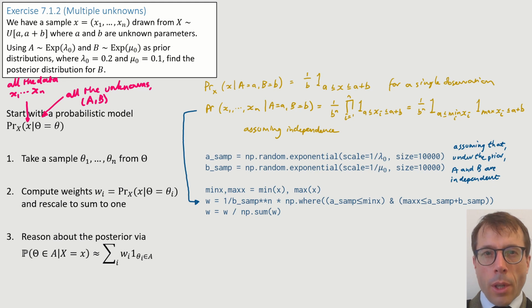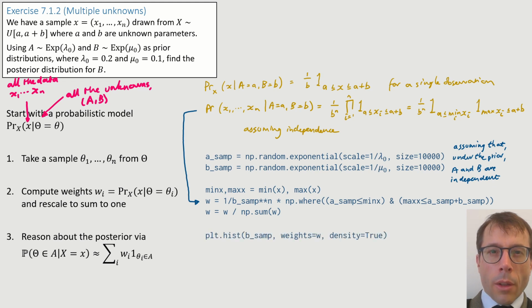The final step is to draw whatever conclusions we want using our weighted samples. This is where the subtlety about multiple unknowns comes in. The question asked us, find the posterior distribution of B, but what we've actually computed with our weights is the posterior distribution of the pair AB. So all I'm going to do in this code here is ignore the A values.